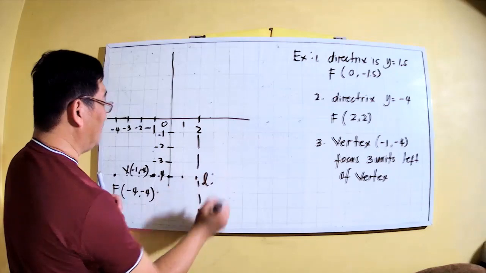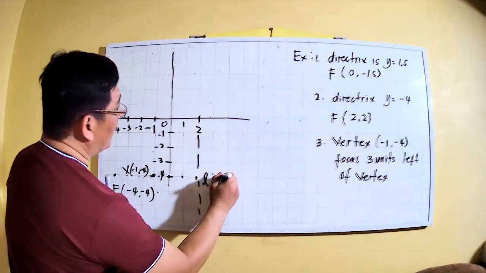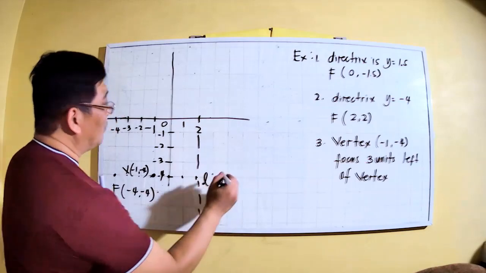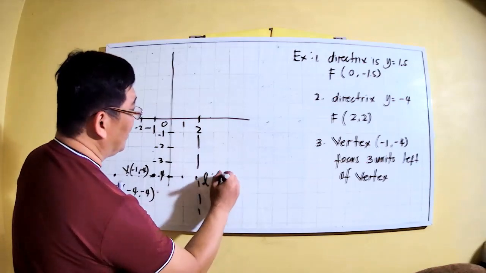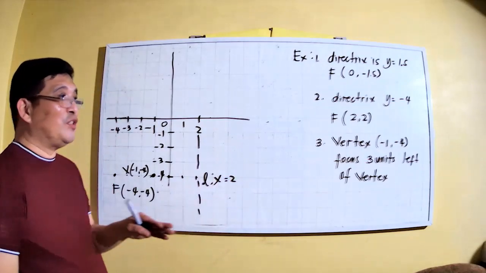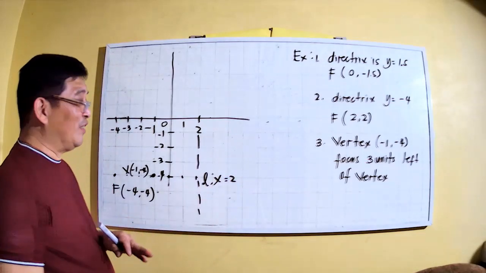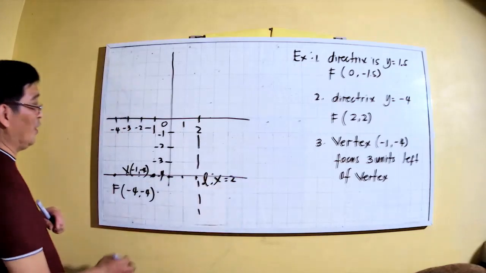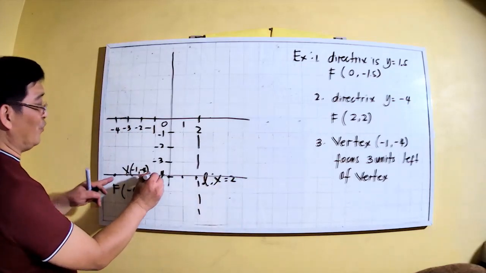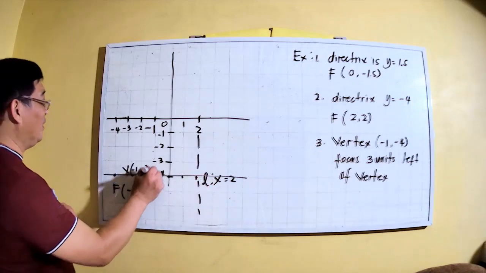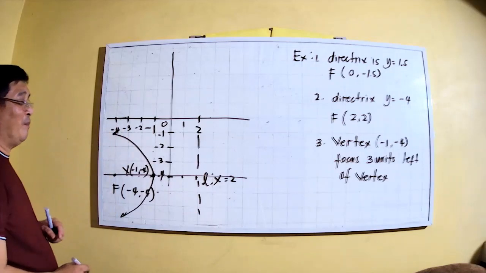Ito yung directrix, which is equals to x is equals to 2. Dahil x siya, yung axis of symmetry natin is horizontal 1. Ito siya yung axis of symmetry. Ito yung pinaka-vertex natin. Ito yung focus, nakatalikod sa directrix. The behavior of the graph is going to the left.